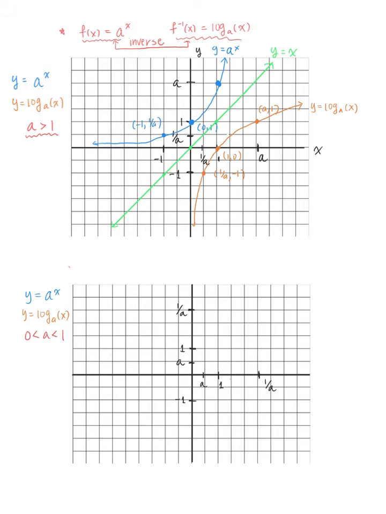Now let's take a look at y equals a to the x and y equals log base a of x when a is between 0 and 1. Let's start drawing the exponential function. So for sure, I know that the exponential function must go through 0, 1. And then, I forgot to write the grid right here. Alright, now when x is negative 1, it's going to be at 1 over a. And when x is 1, it's going to be at a. So if I connect those dots, let me see.